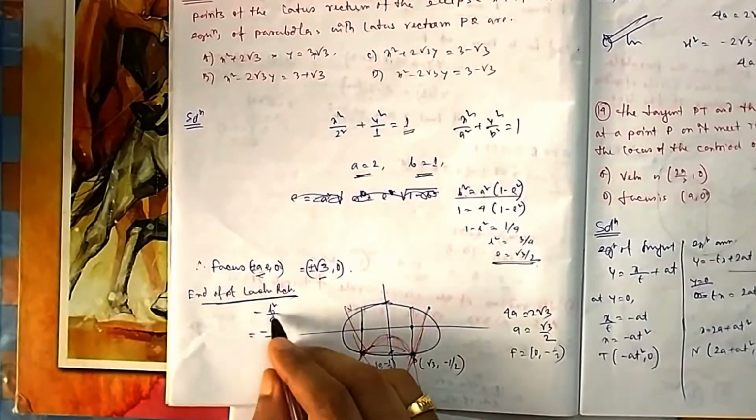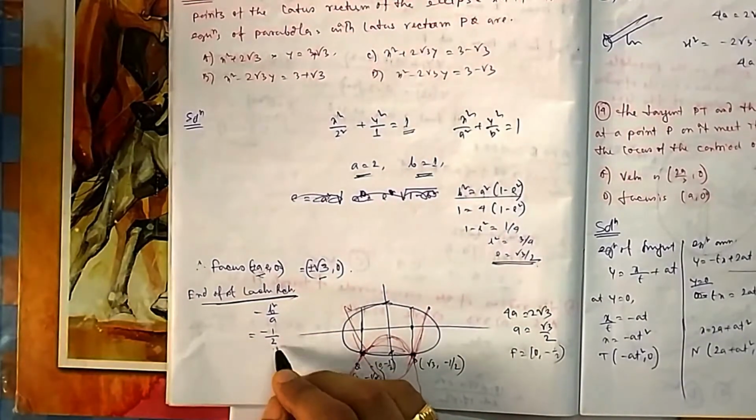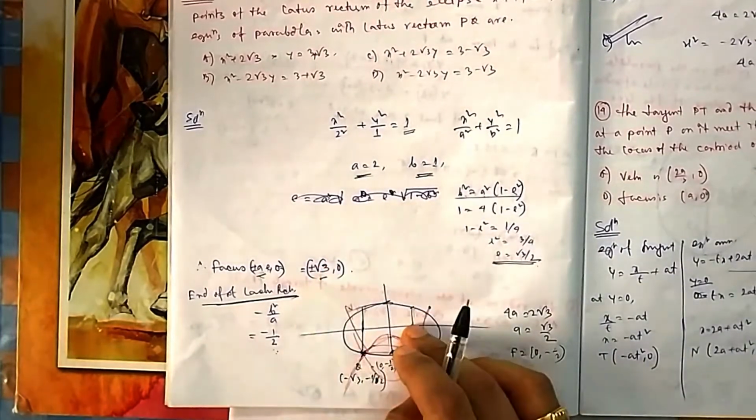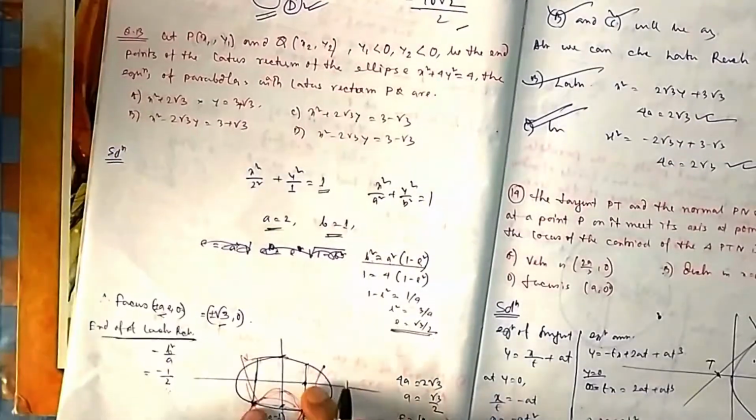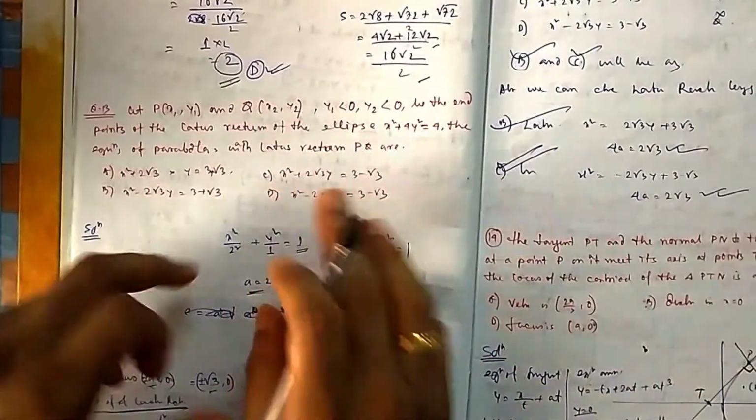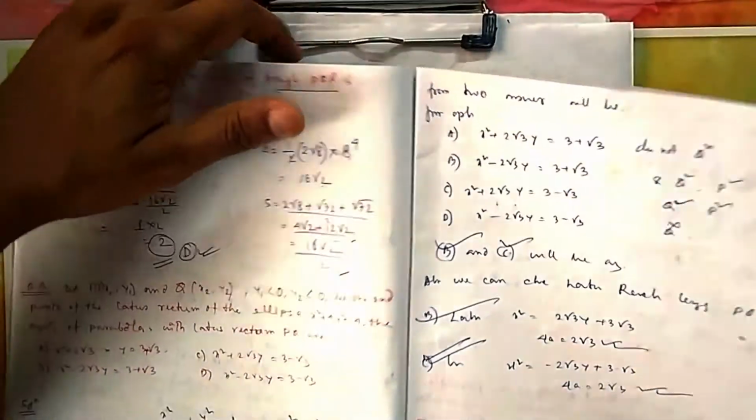So if you do this one, you will find it is -1 by... It is also from the ellipse formula. That's why it is -r. This focus you got from here, the ellipse. So if you see now these equations, they are the parabolas which pass through P and Q. So if you put P and Q, it should satisfy. Then only it can go through PQ.